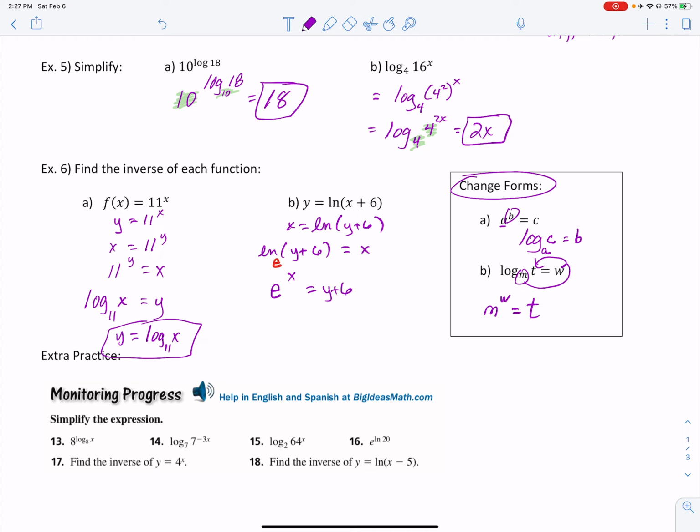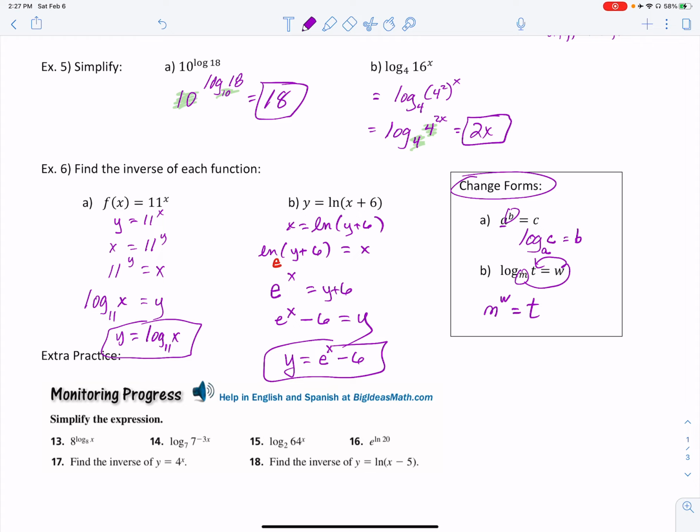But you need to solve it for y, so subtract 6. And be careful. X is an exponent, so make it look like that. And then I like the y on the left. So we have e to the x, and from that we are subtracting 6. So that's your inverse function.